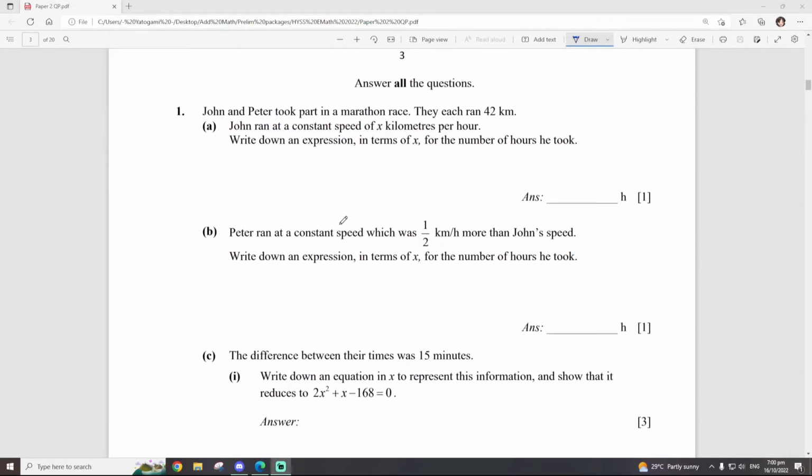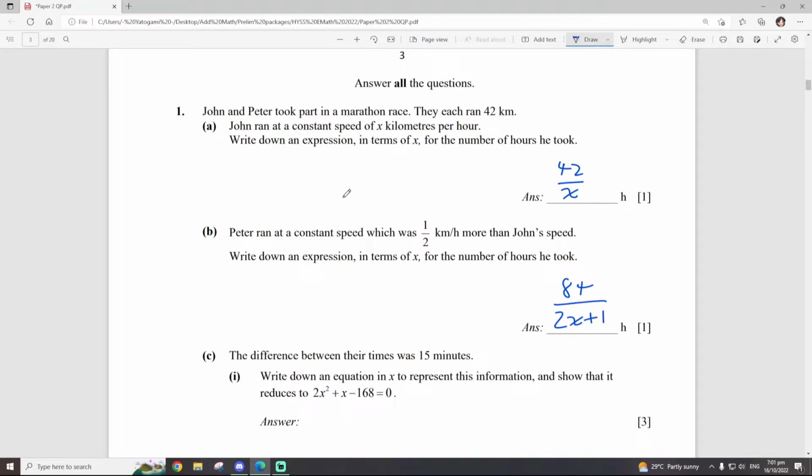Okay, so first question seems to be the quadratic equation. John and Peter took part in a marathon race, each ran 42 km. John ran at a constant speed of x kilometers per hour. So the number of hours, now time is distance over speed, so this will be 42 over x. Peter ran at a constant speed which was half kilometers per hour more than John's. So the number of hours he took will be 42 over x plus half, which is 84 over 2x plus 1.